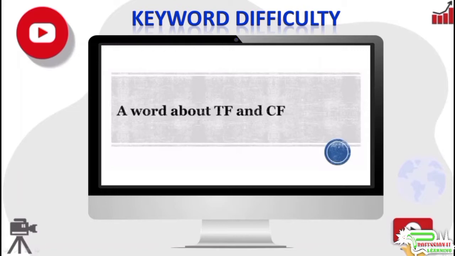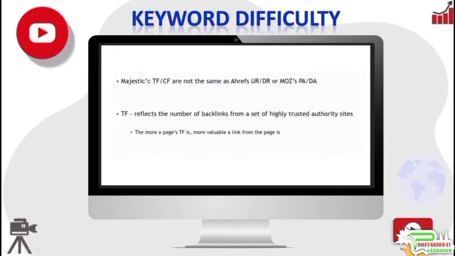Trust flow and citation flow are metrics created by Majestic, and these are not exactly the same as page authority or domain authority and URL rating or domain rating. Trust flow of a website is a number that reflects the number of links the page has from a seed set of highly trusted websites. The more a page's trust flow is, the higher the value of a link from that page. At least that's how it's supposed to be.